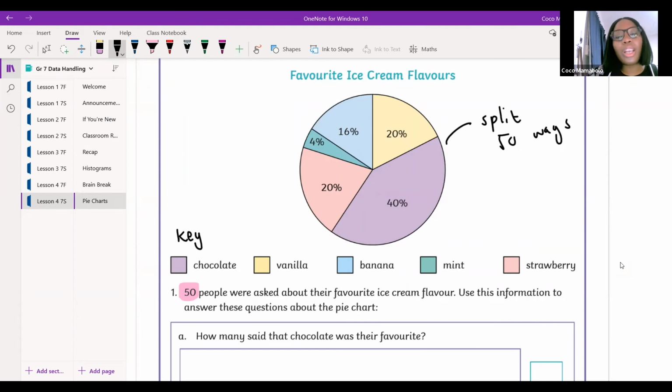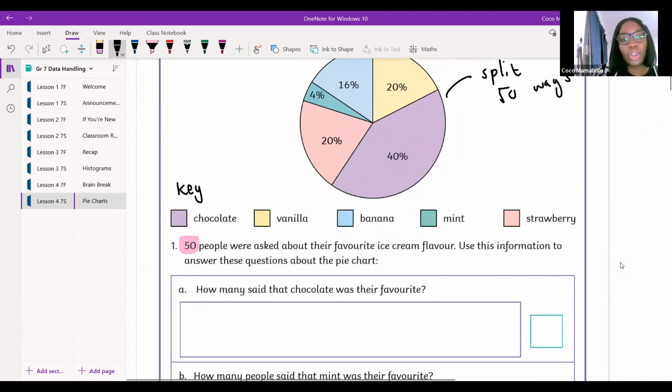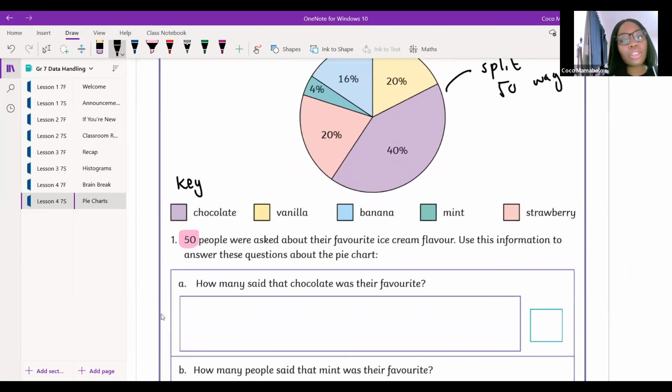Okay. So when we calculate, let's say for now they're asking us, how many said that chocolate was their favorite? We know that 40% of them said that they like chocolate. But we're not actually answering the question, guys. The question here doesn't say what percentage. It says how many of them. So this means how many of the 50 people said that chocolate was their favorite. So now, guys, tell me in the chat, what is percentage calculated out of?